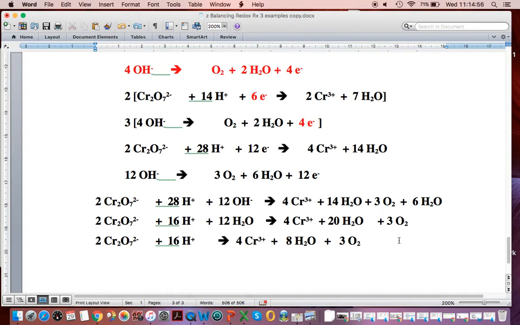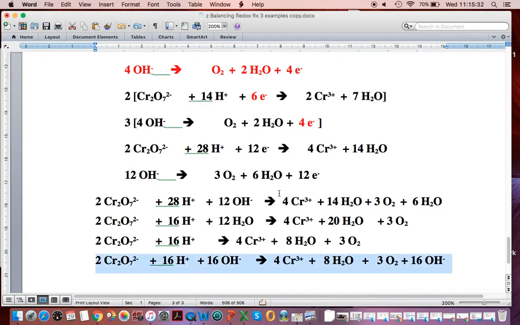Now, this is a balanced redox equation, except it's in acid right now. We got our 4 chromiums, 4 chromiums. We got 14 oxygens there, 8 and 6 is 14, 16 H's and 16 H's. And we can see that our charges are working out quite nicely as well. Because here we had 2 times 2 minus is 4 minus 16, so that side's 12, and 4 times 3 is 12. To get it to be basic, we've got to add 16 OH minuses here and 16 OH minuses on that side. So that's what we've added, boom and boom.